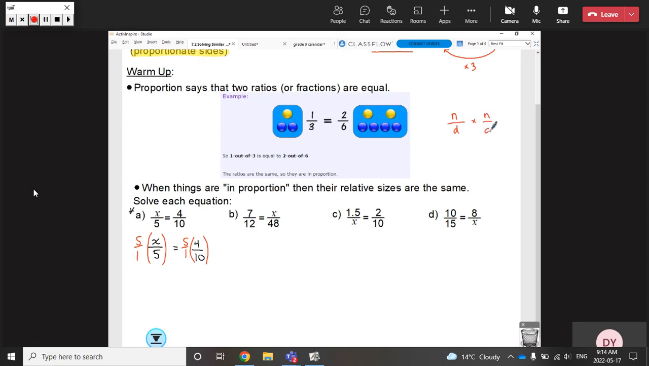Remember this? Numerator times numerator, denominator times denominator, when we multiply fractions. I know it's been a little while here. So we'll end up with something like 5x over 5 equals 20 over 10. And both of these reduce so nicely because 5x over 5 is just x, 20 over 10 is just 2, and x equals 2.